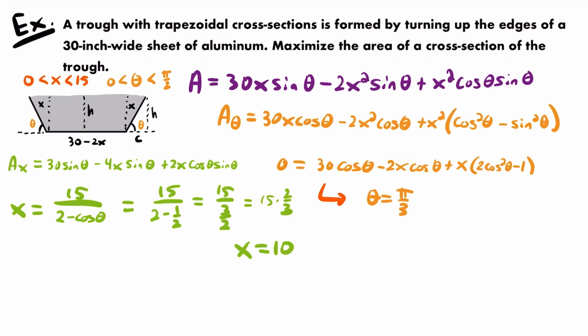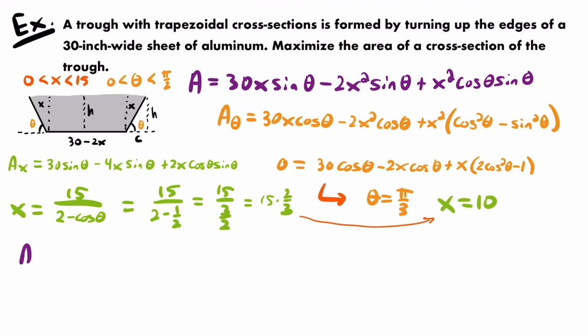All right, and so now we have what we need. We have the x value and theta value that correspond to a critical point on this multivariable function representing the area where we should get the maximum area for the cross-section of the trough, which means our last step here to maximize the area is to find the area. We want to plug these two values into our area formula. So let's do that here.